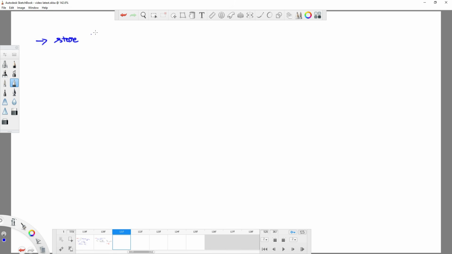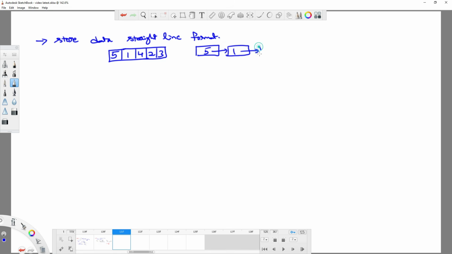You are trying to store data in some straight line format, some linear format, am I right? For example, if I take an array, 5, 1, 4, 2, 3, is it a linear format or not? Yes. Or if I take a linked list, 5 is connected to 1, 1 is connected to 4, 4 is connected to 2, 2 is connected to 3, whatever it might be, the data is again in some straight line format, or I can say linear format. But because of the way you have stored the data, you are not able to achieve your requirement.